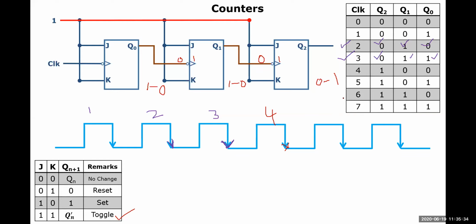Look at this. Q2 equal to 1, Q1 equal to 0, and Q0 equal to 0. Yes, Q0 equal to 0 here. Okay. Now let us discuss one more for our better understanding.